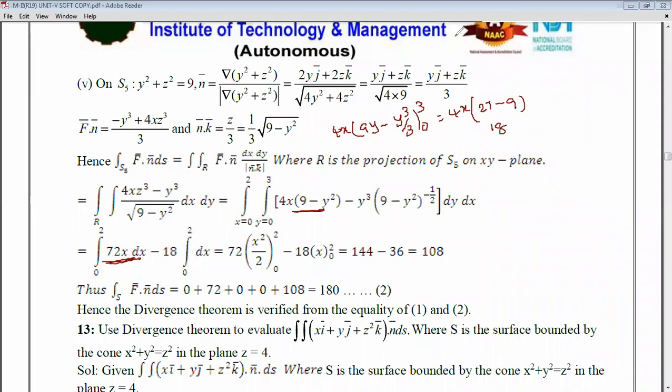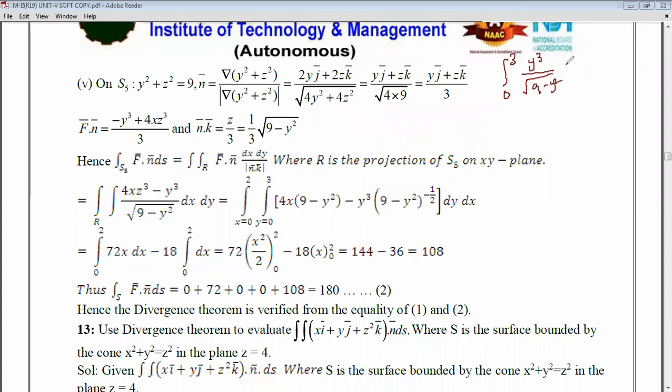So here let us see that. Directly they wrote in your textbook also. So let us see this one: integral 0 to 3 of y cube by square root of 9 minus y square dy. Okay, so how to do this? Let us see that.